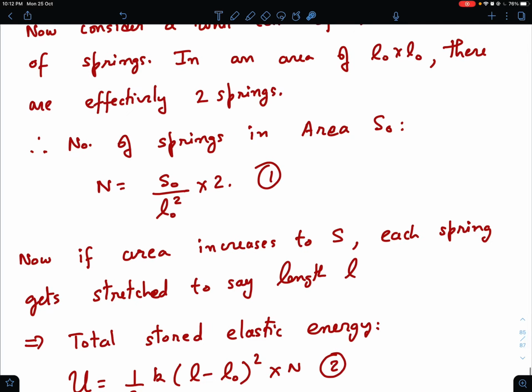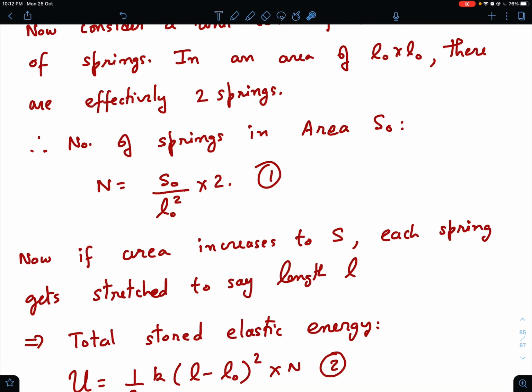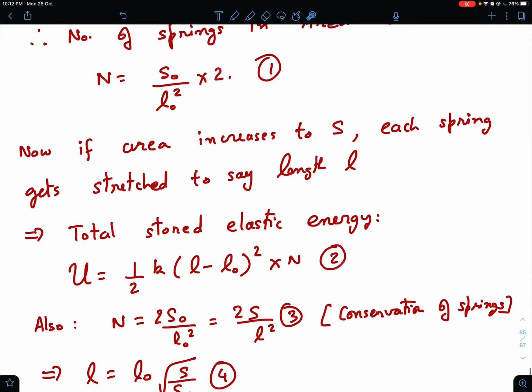Now if the area increases to S, what will happen? Each spring will have to get stretched, because the question says we are increasing the area isotropically. So every spring will have the same amount of elongation, and let's say the final length is L. So what will be the total stored energy? U will be equal to half k into (L minus L naught) whole squared, because L naught was the natural length and L is the final length, so this is the stretching in each spring, and this is the stored energy in one spring, and then we have to multiply it by the total number of springs.